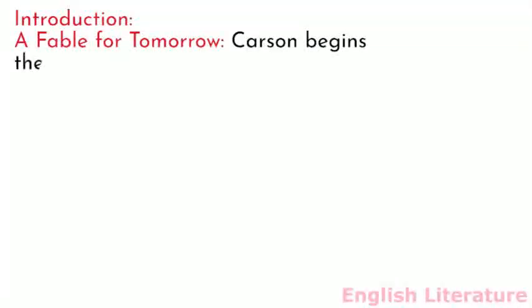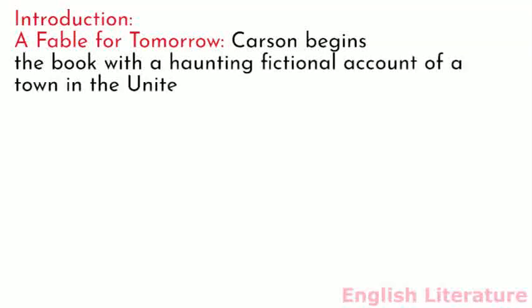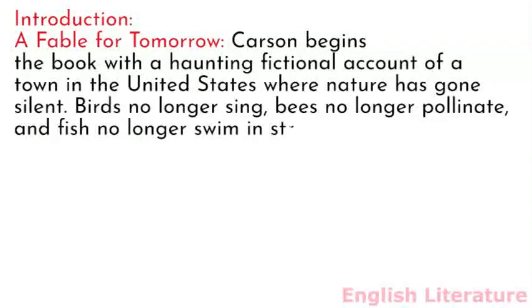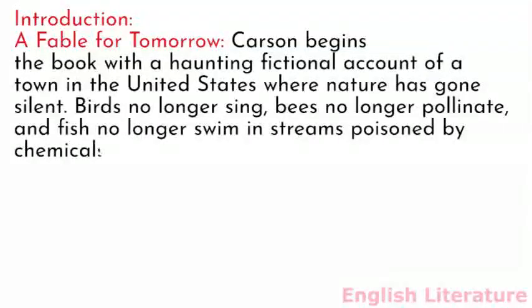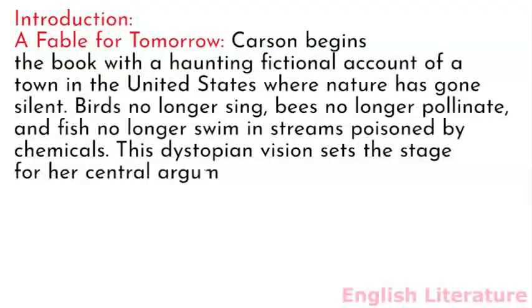Introduction. A Fable for Tomorrow. Carson begins the book with a haunting fictional account of a town in the United States where nature has gone silent. Birds no longer sing, bees no longer pollinate, and fish no longer swim in streams poisoned by chemicals. This dystopian vision sets the stage for her central argument.